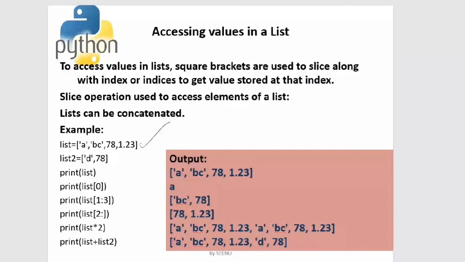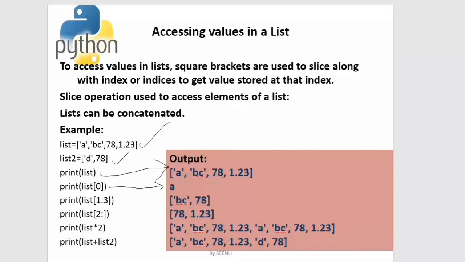And then when I say list of 0, okay, so it's printing the first element, which is there at index 0. And the indexing of the list starts with 0. So what is at index 0 of the list, which is A. So it is printing A over here.